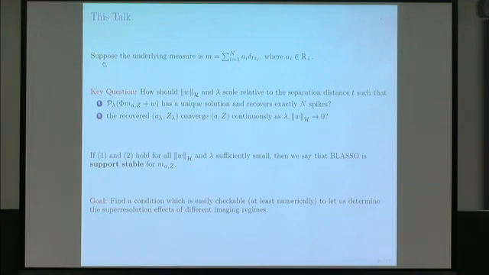And ultimately, what we want is a condition, a kind of dual certificate condition like we saw in the previous talk as well, which is easily checkable, at least numerically, to let us determine when you do have stable super resolution and when you don't.